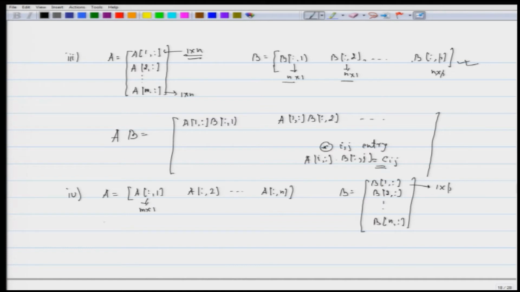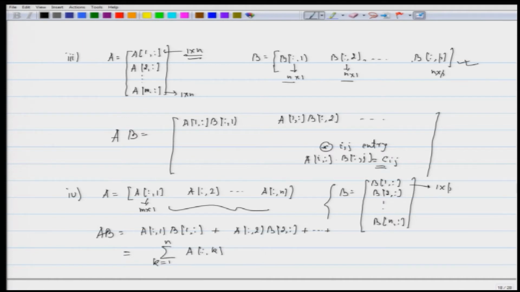So, I can multiply AB. If I multiply AB, what I get is this times this. So, it is nothing but the first column of A times the first row of B, plus the second column of A with the second row of B, and so on till the last one, which we wrote as summation over k equal to 1 to n, the kth column of A times the kth row of B.